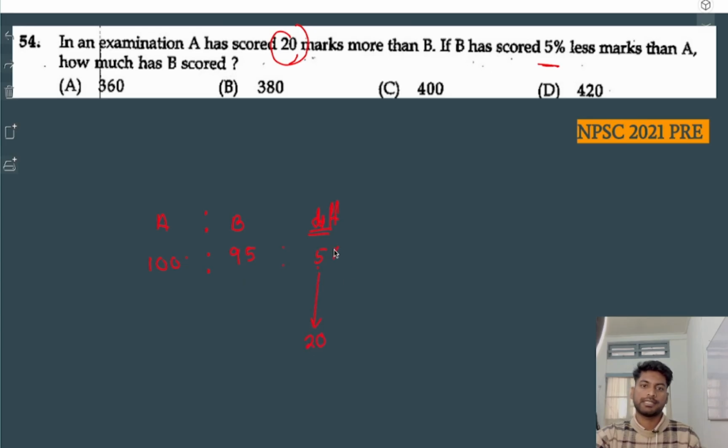Okay, this is the percentage. Suppose A has scored 100%, B has scored 95%. So definitely A has scored 5% more than B in percentage, but in number A has scored 20 marks more than B. So that's why 5% is related to 20 marks. 5% is 20 marks, so 1% is 4 marks. They are asking about B's score. B got 95%, so 95 into 4 means 380 marks. So your answer is 380.